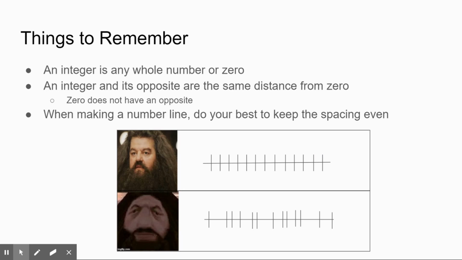So, a few things to remember. An integer is any whole number. It could be positive or negative, as well as 0. An integer and its opposite are always the same distance from 0. That means that 0, again, does not have an opposite. And this is just a general good thing to remember. When you're making a number line, do your best to keep the spacing even. It doesn't need to be perfect, but it shouldn't be just a bunch of random distances from each other. That's going to get you really confused when you're trying to look at your number line and make any sense of it.